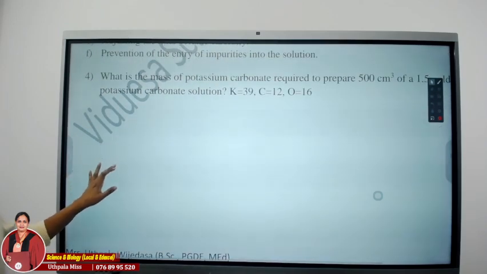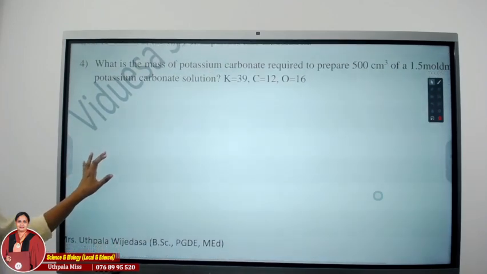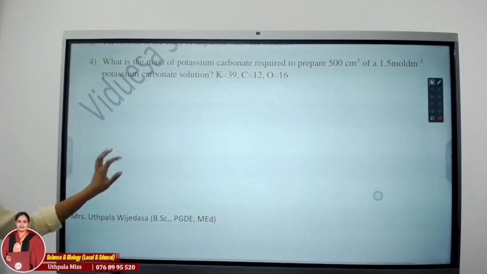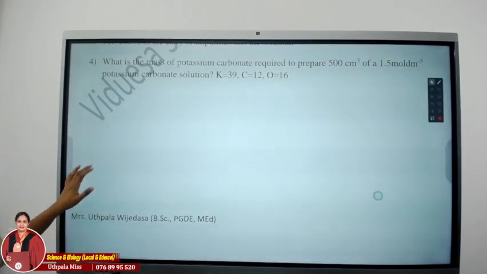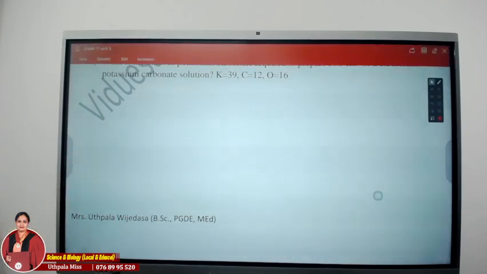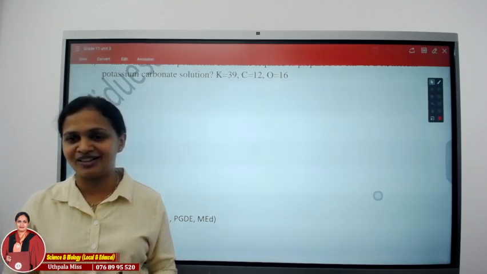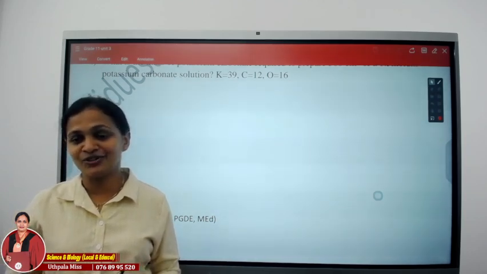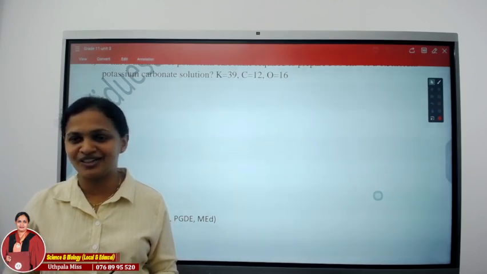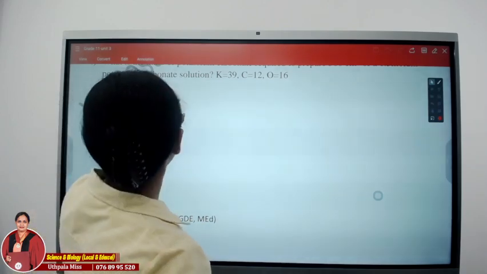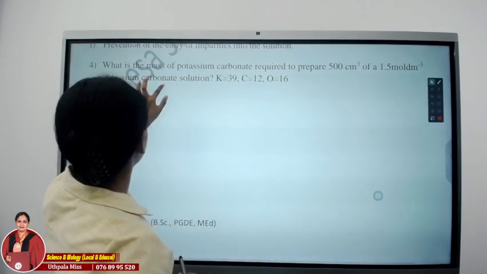What is the mass of potassium carbonate required to prepare 500 cubic centimeters of 1.5 moles per cubic decimeter potassium carbonate solution? You need to find out what potassium carbonate is. Last week I just reminded you how to write the chemical formula, in the paper class session. Okay, try to work it out.